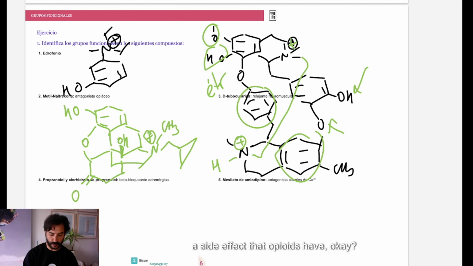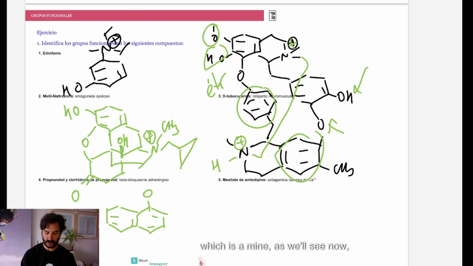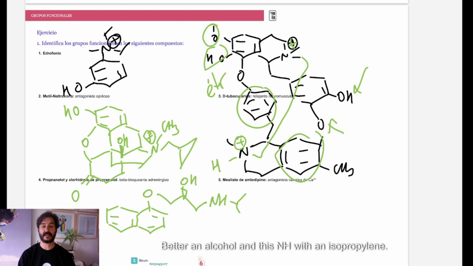Well, what else do we have? Propranolol, a beta blocker, and a supposed propranolol hydrochloride. That is a drug, a compound that is not an ammonium, it is an amine, as we'll see now. It has this naphthalene, has this alcohol, and this NH with an isopropyl.